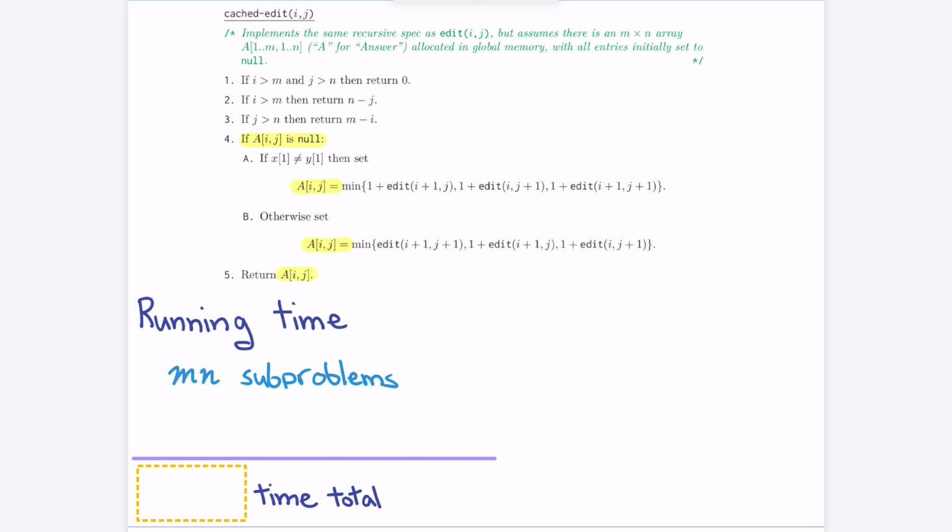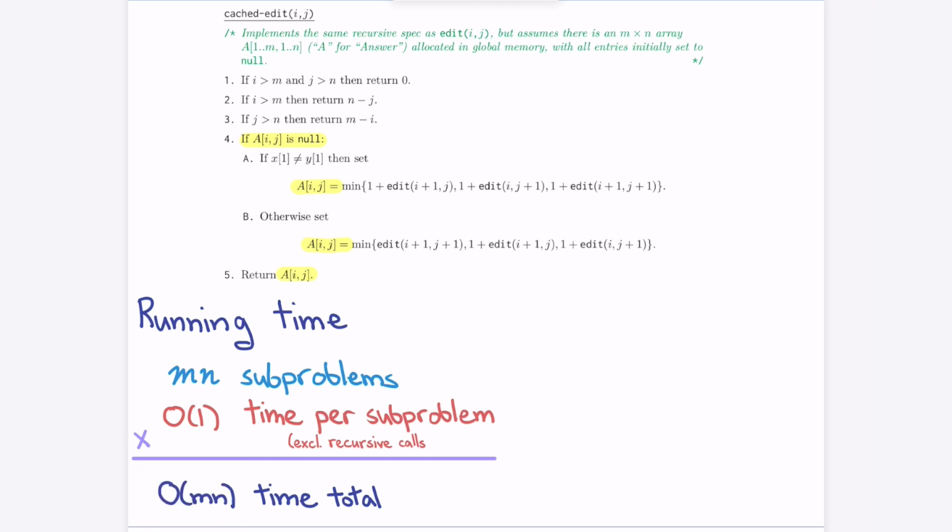So you have strings of length m and n, and those are all the choices of i and j. You just have to look at your recursive spec to find this. And how much time do we spend on each recursive subproblem, excluding the recursive calls? Constant time. If you already have these values, the rest is just comparing three numbers and stuff like that. So altogether, you get an mn running time.